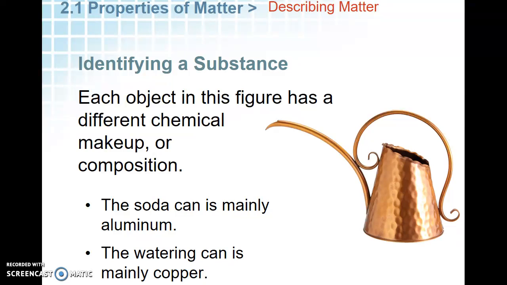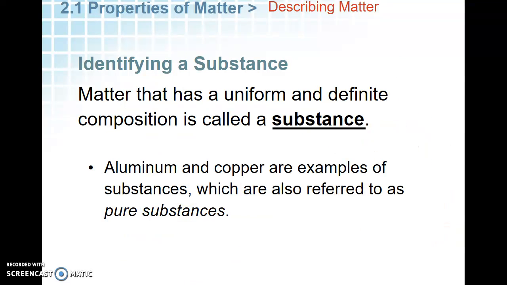Now, identifying a substance: how can we identify substances? A soda can is mainly aluminum. This water can is mainly copper. Those are things that we can use to identify the chemical makeup. Matter that has uniform and definite composition is called a substance. Aluminum and copper are substances. Another term that could be used is pure substances.